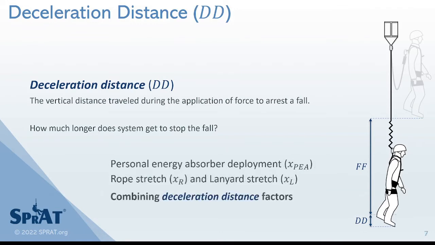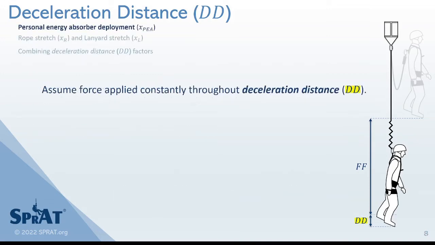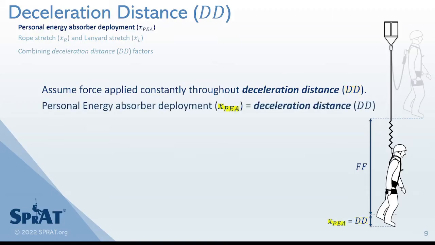Let's look at these factors more closely and consider how to combine these factors for obtaining more accurate clearance calculations. In first considering deployment of a personal energy absorber, let's assume that the force applied by the energy absorber is applied constantly throughout deceleration distance. Assuming negligible lanyard stretch, in this case, the personal energy absorber deployment will be equal to the deceleration distance.